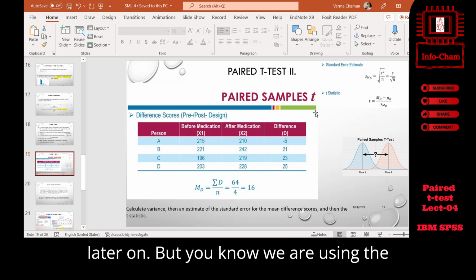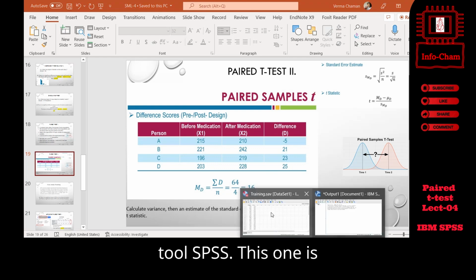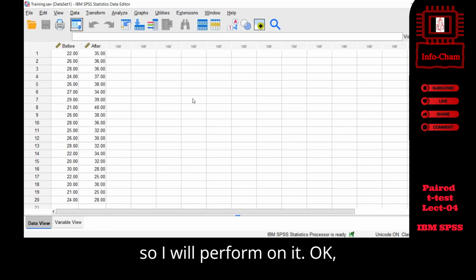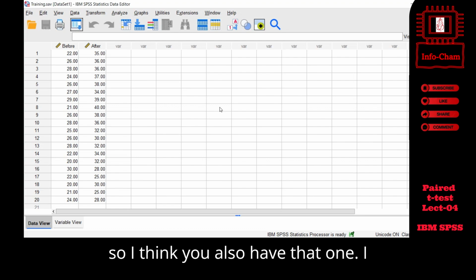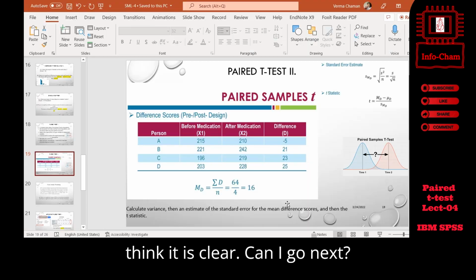But you know, we are using the tool SPSS, so I will perform it there. Okay, so I think you also have that one. I think it is clear. Can I go next?